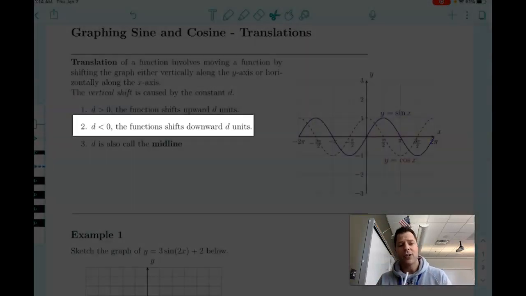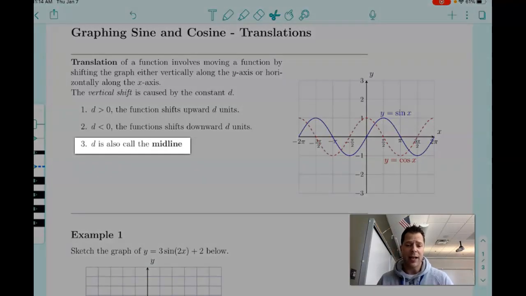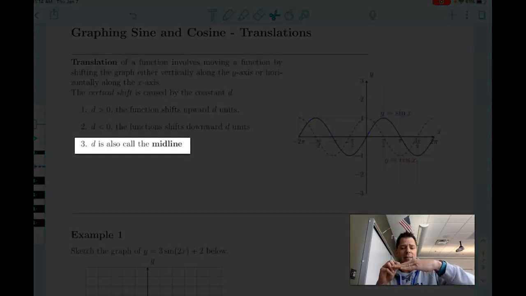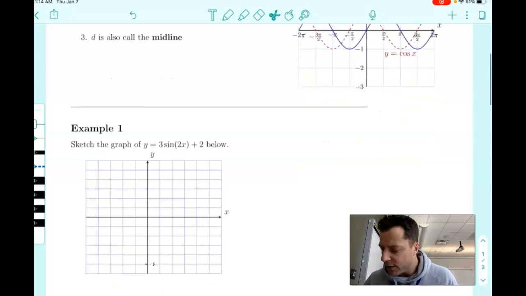Number 1 there, that's example 1. Number 2 there, example 2. And also d is called the midline. That's a line that is the same distance from the max and the min of our graph. Okay, so let's go ahead and get started with the first function here.